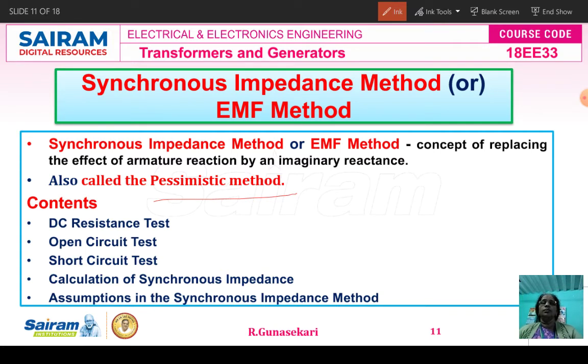What is the concept of the EMF method? The EMF method mainly depends on the concept of replacing the effect of armature reaction by an imaginary reactance.